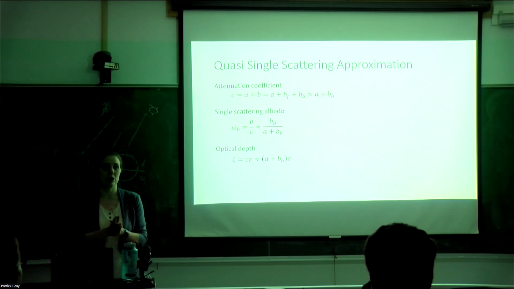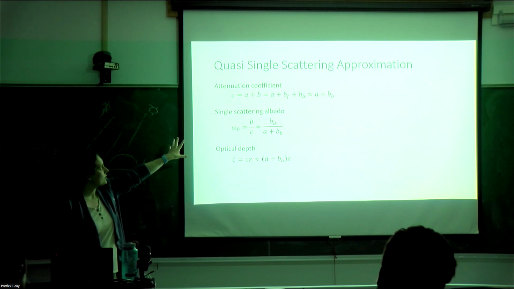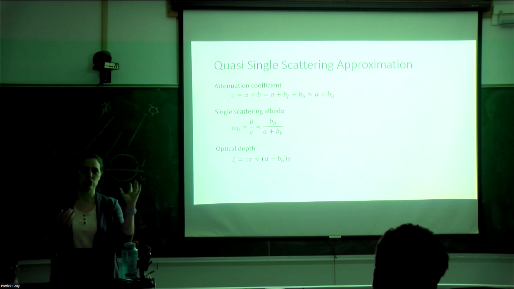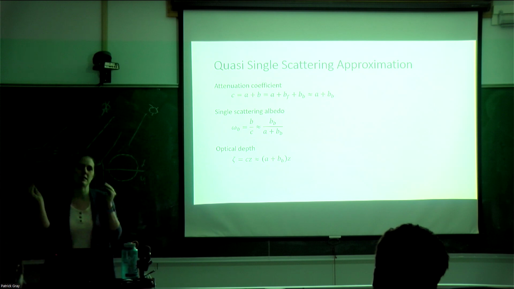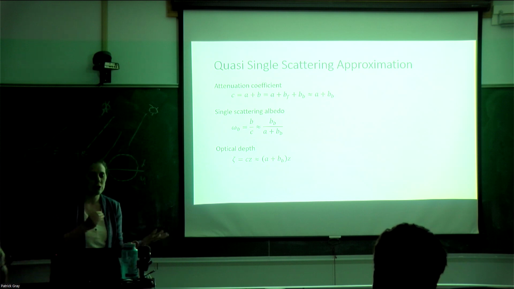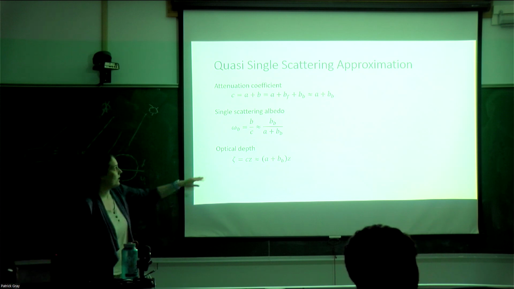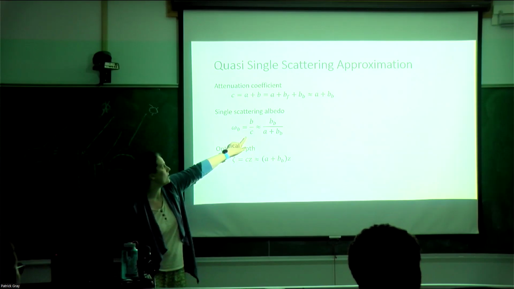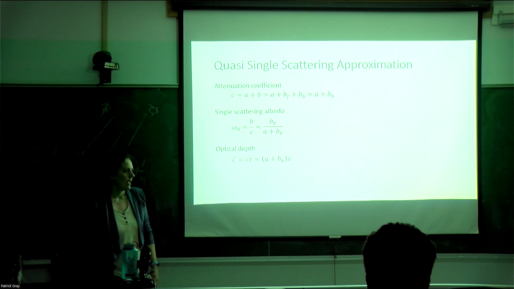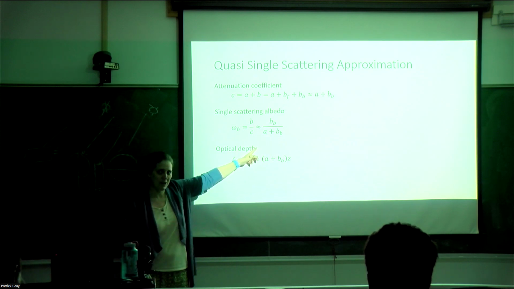Okay, so if you make this assumption, then some of these common parameters we use simplify. Your attenuation, which is your absorption plus your scattering, if you pull that scattering apart into forward scattering and backward scattering, then your attenuation becomes your absorption plus your backward scattering, because there's no forward scattering. Similarly, your single scattering albedo, which is normally scattering divided by attenuation, becomes bb over a plus bb. And this may look familiar to some people, and may give a hint of where we're trying to go with this.